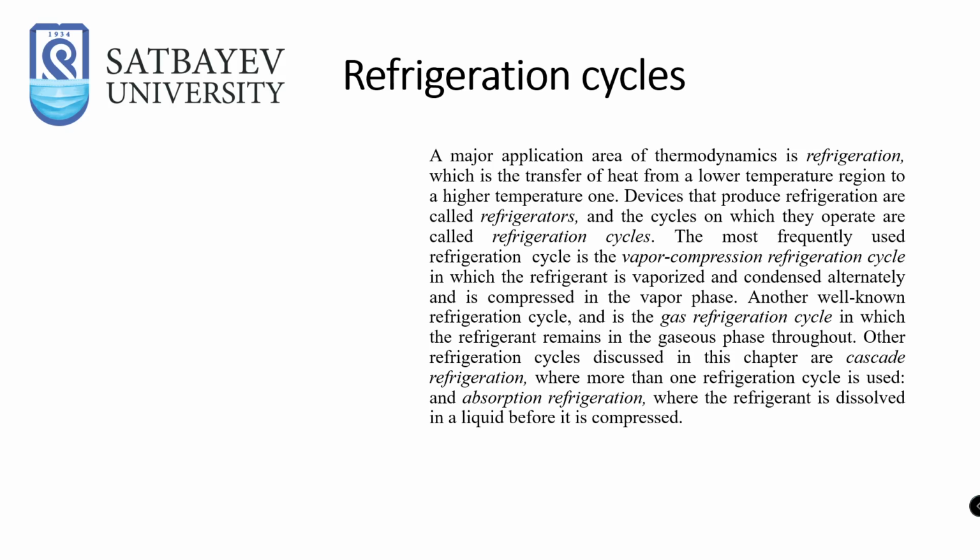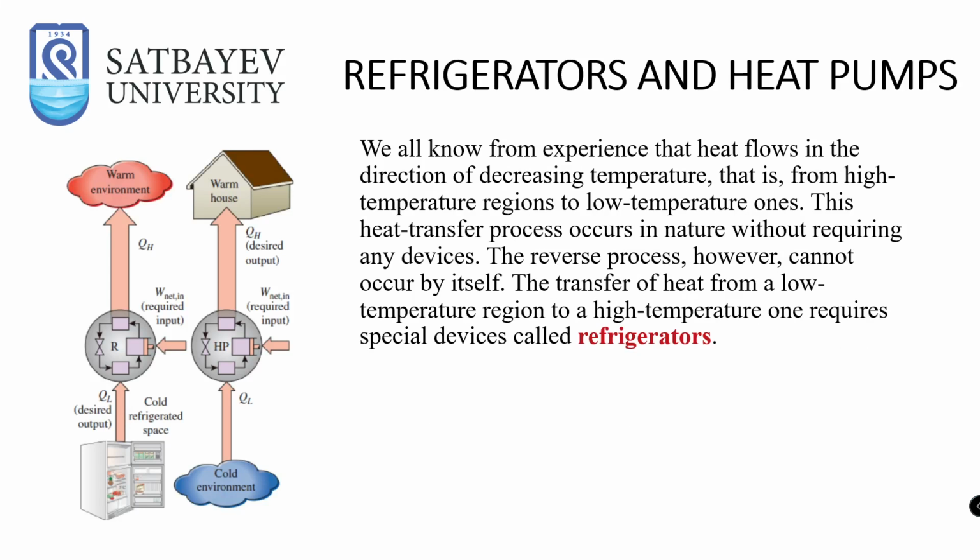Other refrigerating cycles discussed in this chapter are cascade refrigeration, where more than one refrigerating cycle is used, and absorption refrigeration, where the refrigerant is dissolved in a liquid before it is compressed. We all know from experience that heat flows in the direction of decreasing temperature, that is, from high temperature regions to low temperature ones. This heat transfer process occurs in nature without requiring any devices. The reverse process, however, cannot occur by itself. The transfer of heat from a low temperature region to a high temperature one requires special devices called refrigerators.